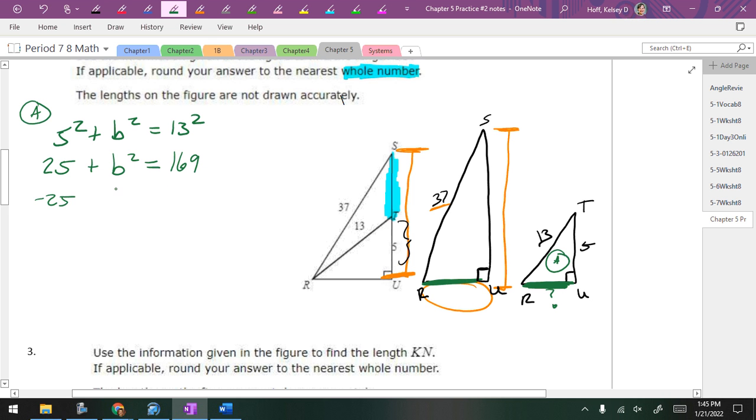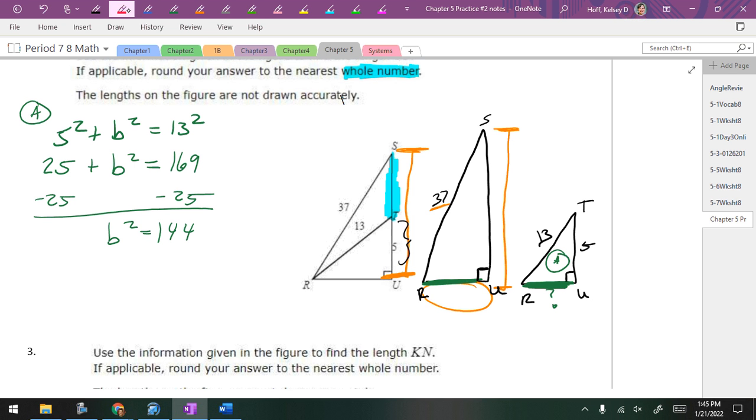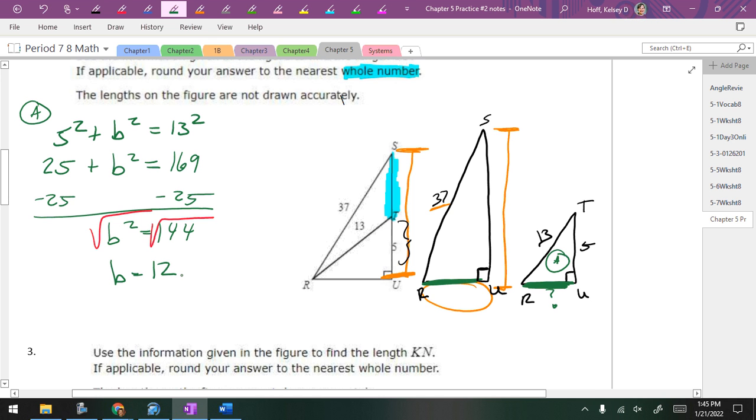Then I should subtract 25 from both sides. B squared equals 144 if I subtracted correctly. Then I should take the square root, big check mark. So how long is it, did you say? 12? So that helps me out because I'm going to put 12 in this triangle.